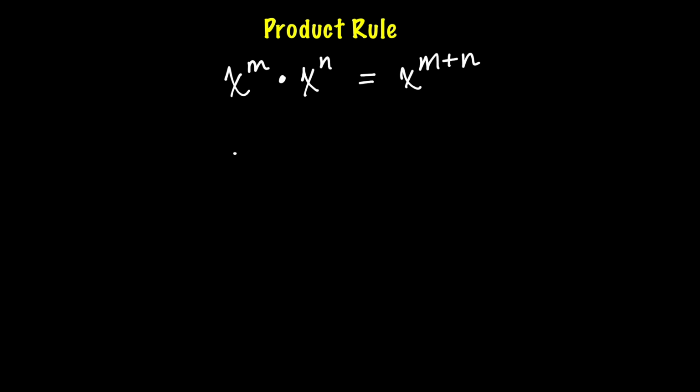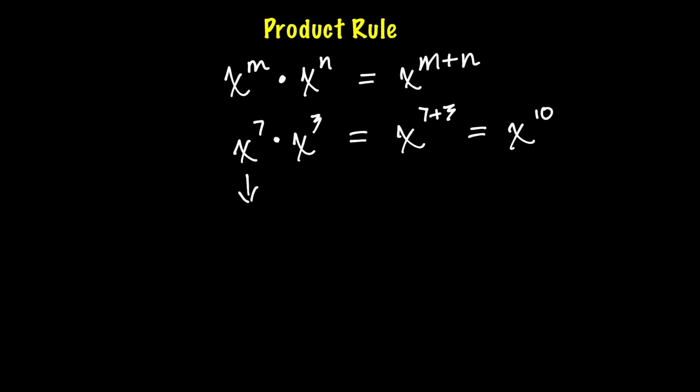Suppose I had x to the 7th times x to the 3rd. Now I'm multiplying, and these are the same base. So all I have to do is add these exponents. So that would tell me that's the same as x to the 7 plus 3, or x to the 10th power. But why does it work? Okay, here's why it works.